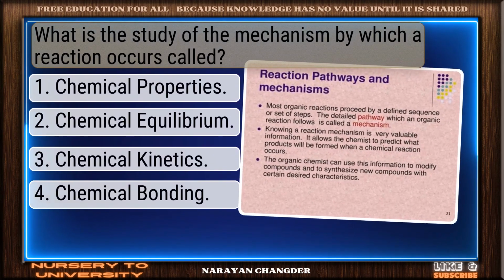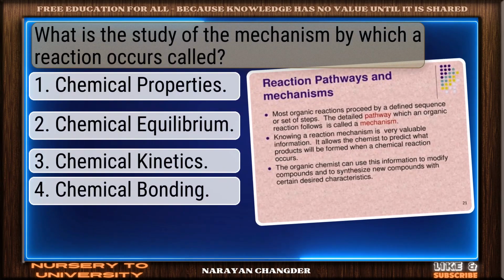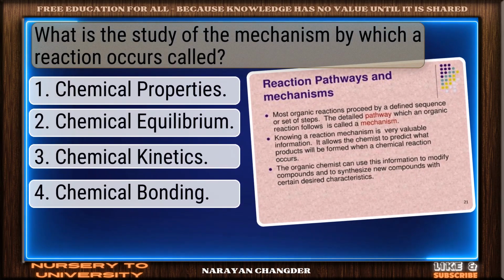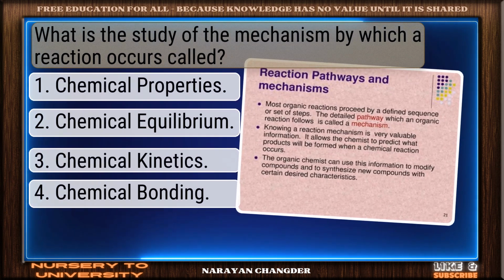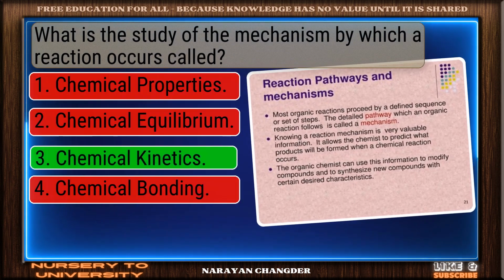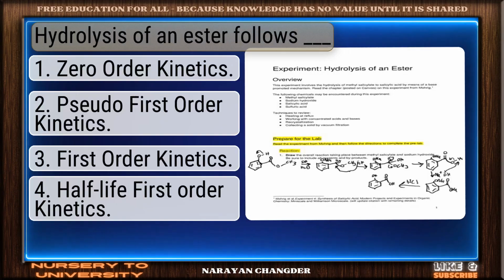What is the study of the mechanism by which a reaction occurs called? Option 1, chemical properties. Option 2, chemical equilibrium. Option 3, chemical kinetics. Option 4, chemical bonding. Yep, chemical kinetics is correct.